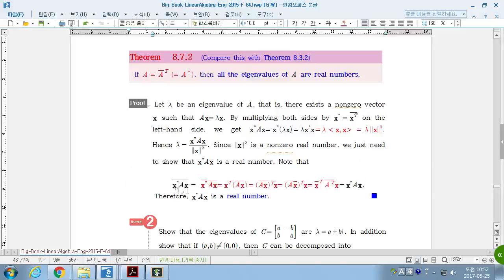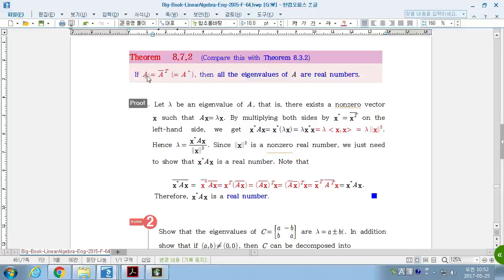Okay? Let's see. This can be written as this split. And the conjugate of Ax is this. Since x star is x conjugate transpose, you have one more conjugate here. So the conjugate is gone, and x transpose of this is left. This can be written as this.